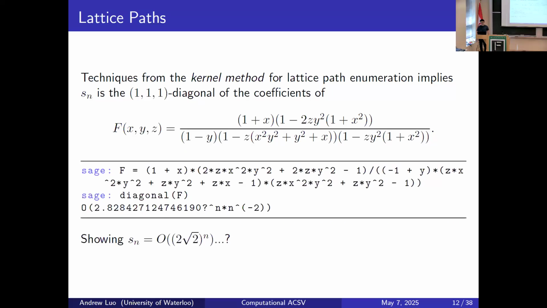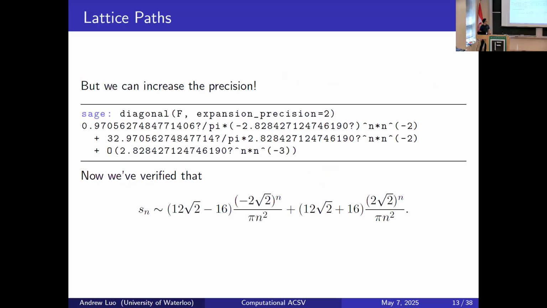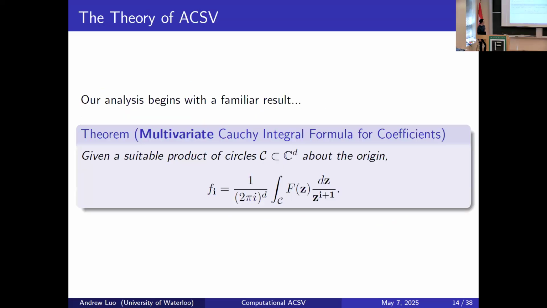But maybe we want better than a big O bound. We want to know actually what the sequence is. Well, we can just ask the program to increase the precision. So here we have expansion precision equal to 2, which will compute up to 2 orders of precision. And now we have an actual nice closed formula for the dominant asymptotics of the sequence.